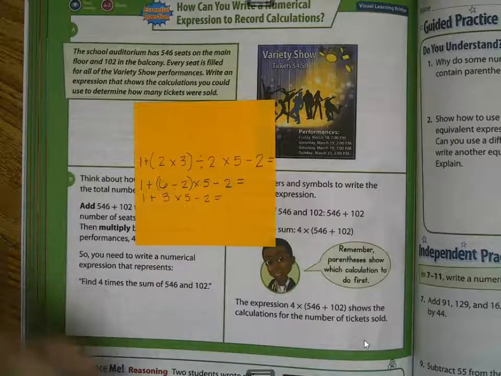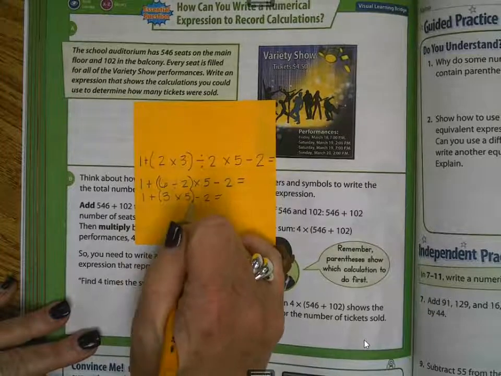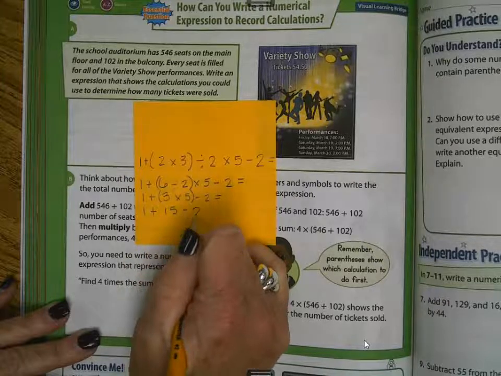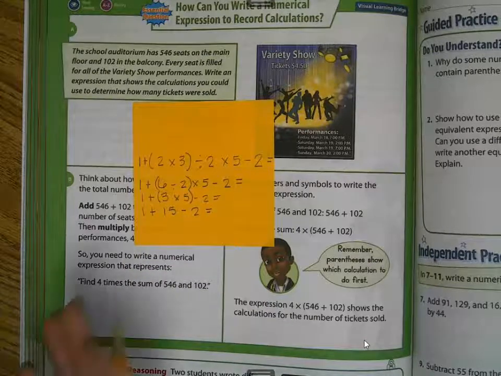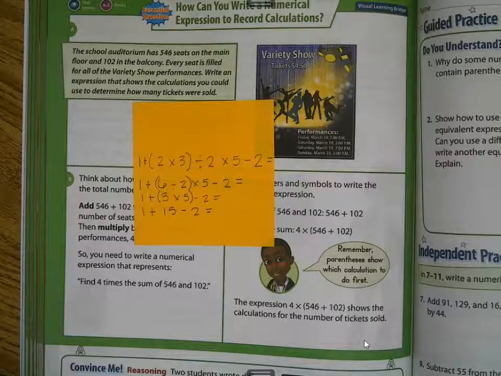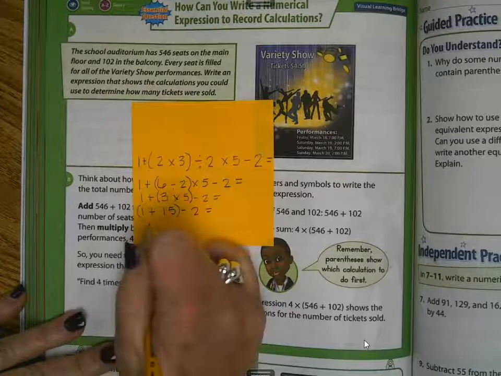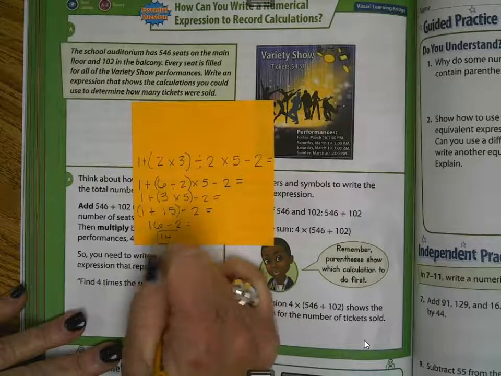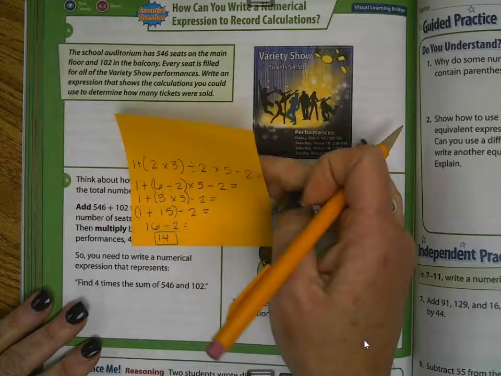Next, we take care of all multiplication and division. So I still see some multiplication here. So that's going to be 15 minus 2. And now we've taken care of all multiplication and division. So our last step is addition and subtraction, working left to right. So start right here. I get 16 minus 2. This expression evaluates to 14. All right, so that's a good review of what we did yesterday.